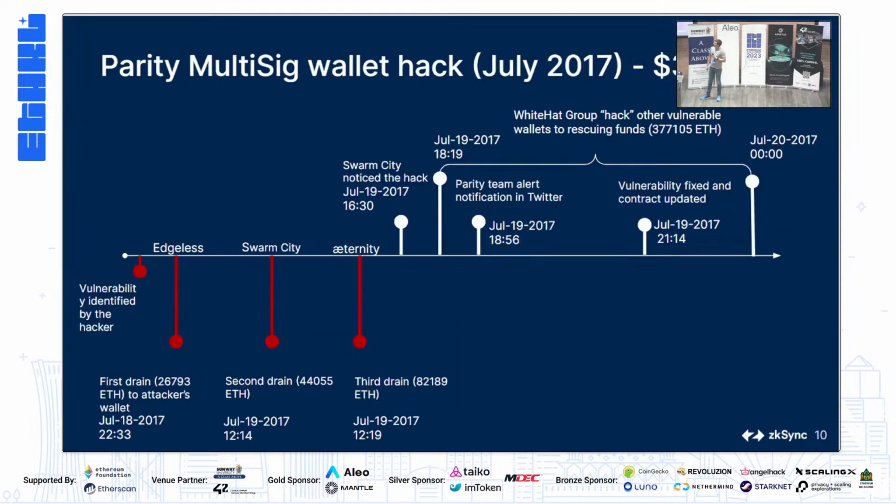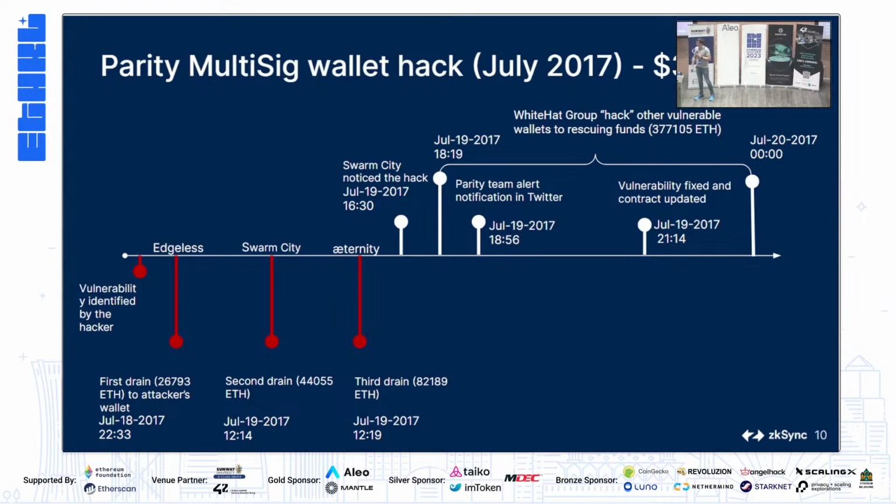Next, it's quite an old one. This is the Parity multi-sig wallet hack, July 2017. This vulnerability was identified in the multi-sig wallet versions 1.5 and later. The attacker used this vulnerability to drain 3 wallets. I think 3 wallets, right?